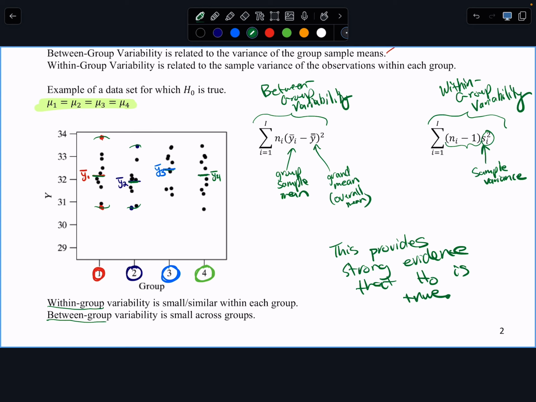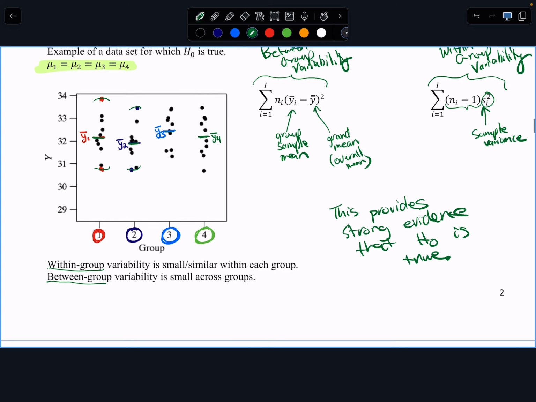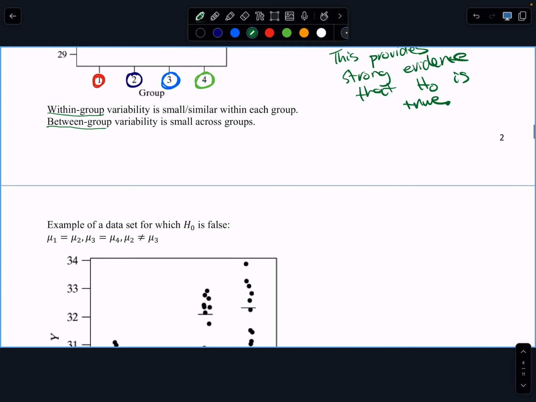All of our y bars are almost equal in value, so our between group variance is small. And then with all of these separate groups, the spread is very similar and also small. That's evidence that our null hypothesis is true. We will probably fail to reject in this case. All right, so that's one case here. I'm going to look at another case here.